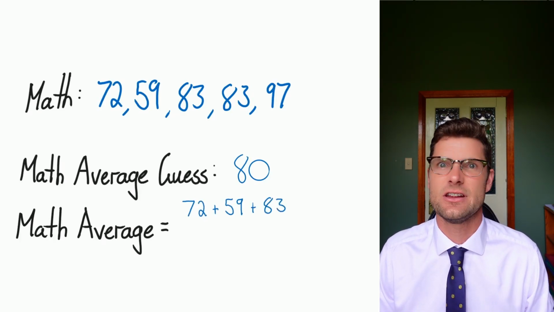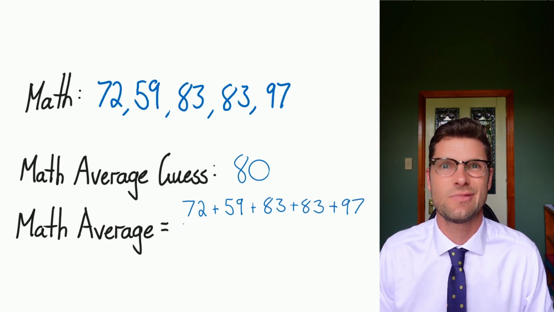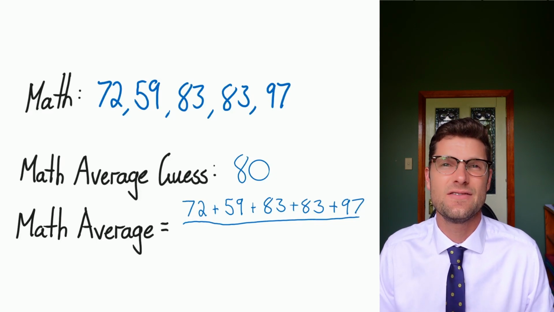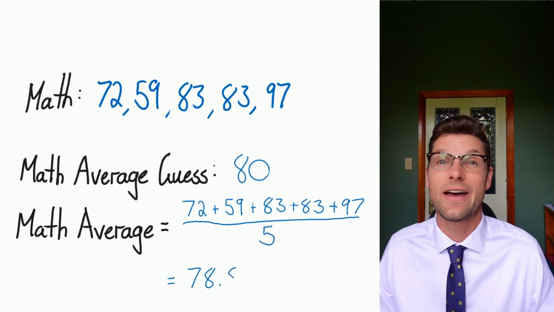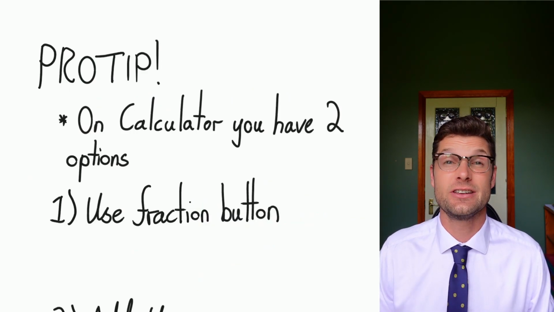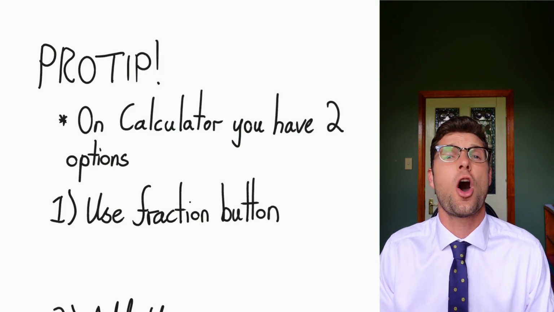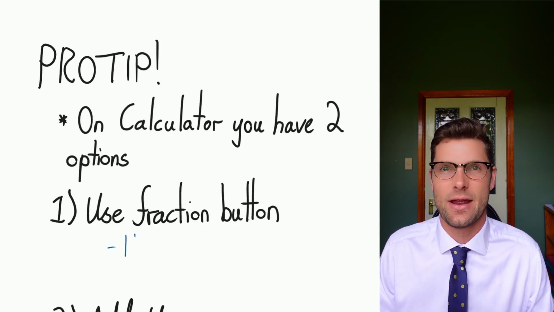So this is just 72 plus 59 plus 83 plus 83 plus 97 divided by 5, which gives the answer of 78.8. So that is my average score. That's super close to my guess, so I know I'm on the right track. When you are using your calculator, you've got two options. I highly recommend using that fraction button. It just means you can't make a mistake.